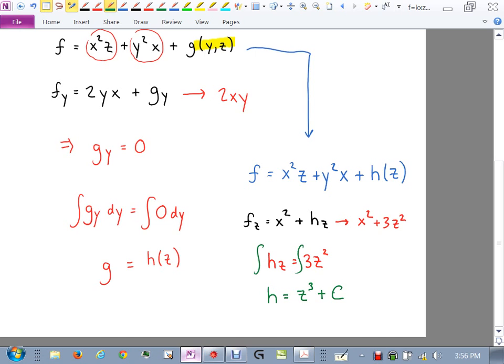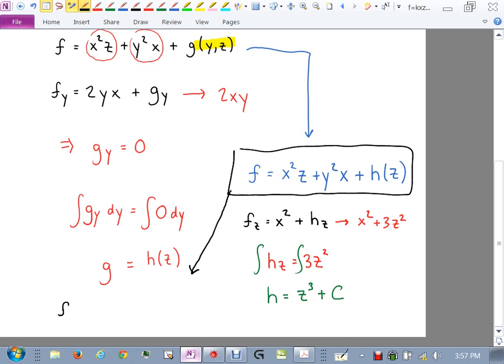So let me do my last rendition of f. Here's f, right? My final version of f is, trying to get it all on one page, f is equal to x squared z plus y squared x plus z cubed plus a constant.